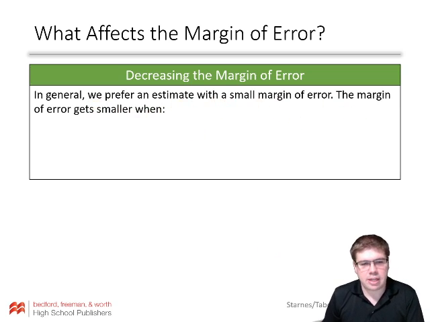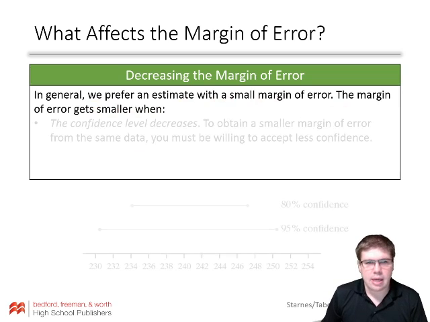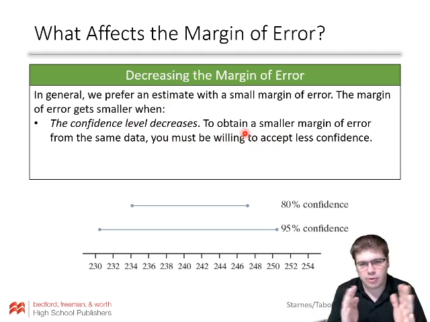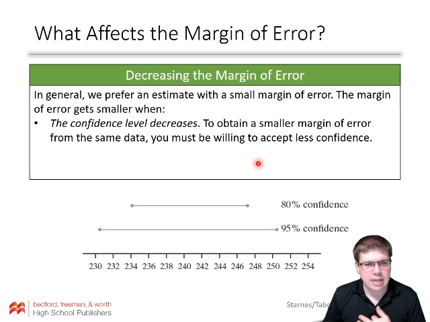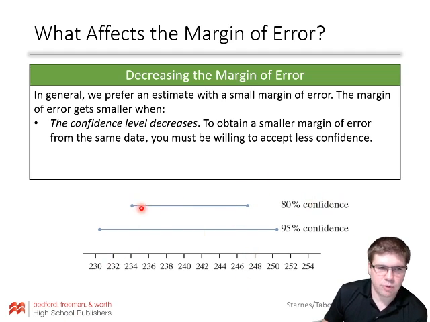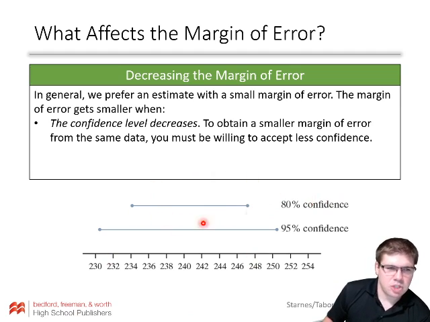The margin of error gets smaller when we decrease our confidence level. So this is one thing we could do. We could be less confident, and so that would give us a smaller range. This is not necessarily ideal, but you can see the range of 80% confidence. For less confident, we can give a smaller range.